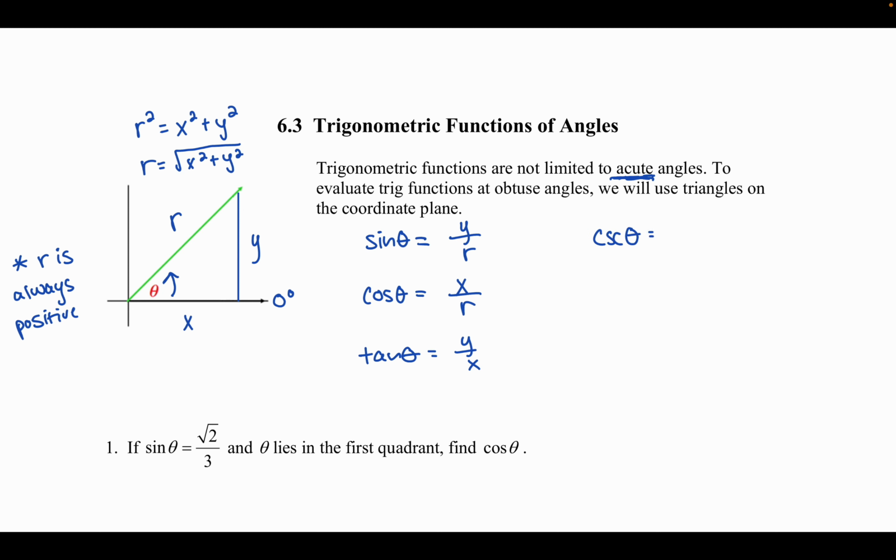Cosecant is going to be 1 over sine, so that fraction is just going to flip. Same thing for secant, and then for cotangent. The way these are all defined is very similar to regular right triangles. We are just defining them on a coordinate plane now, whereas for 6.2, we were not on a coordinate plane.